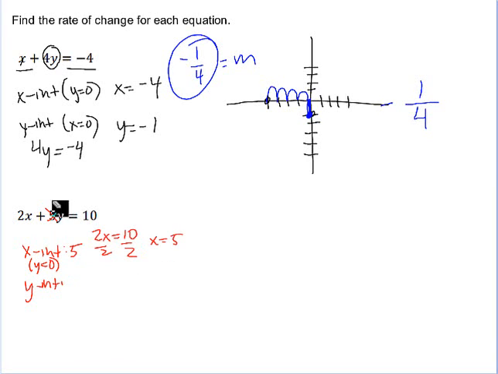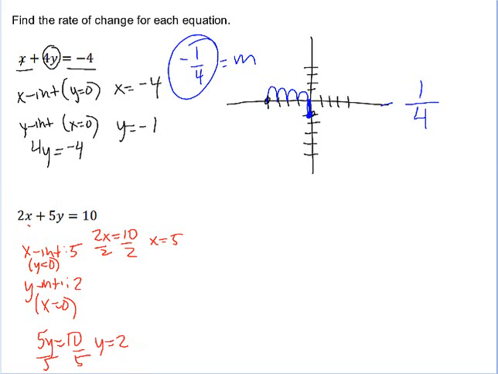Okay? To find our y-intercept, we know that x equals 0. So if x is 0, 2x is not there. So we have 5y equals 10. Divide both sides by 5. So y is 2, so our y-intercept is 2.